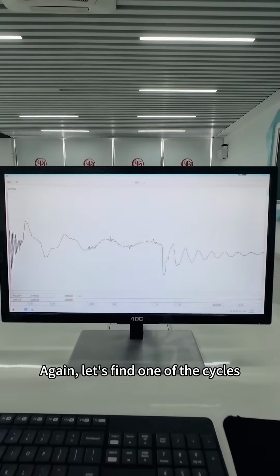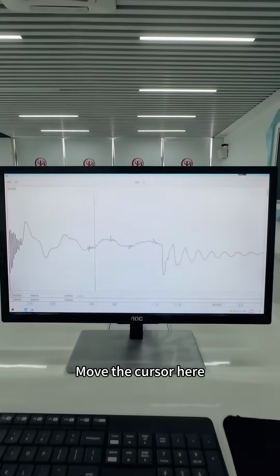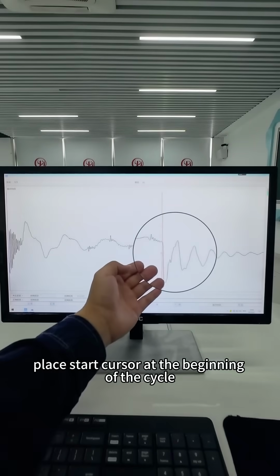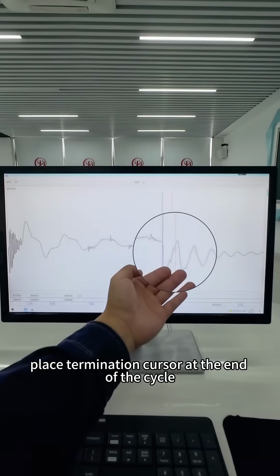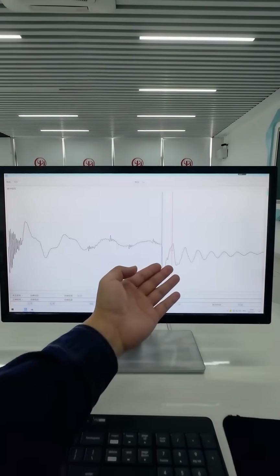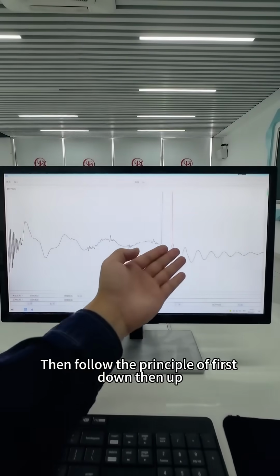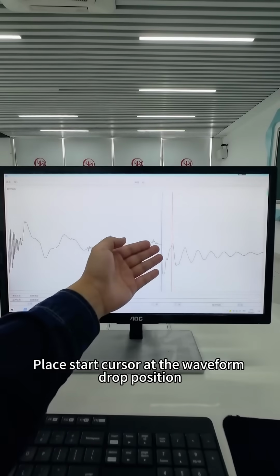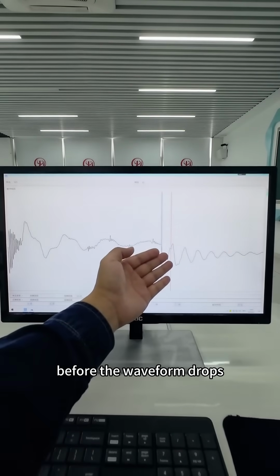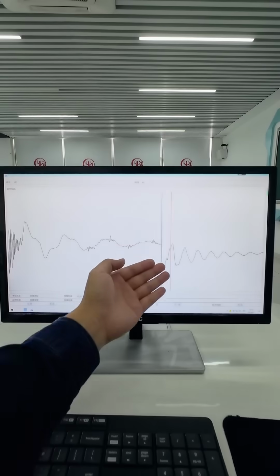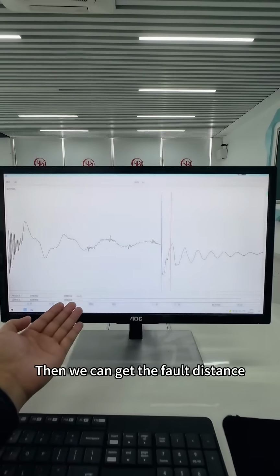Again, let's find one of the cycles. Move the cursor here. Place the start cursor at the beginning of the cycle. Place the termination cursor at the end of the cycle. Then follow the principle of first down, then up. Place the start cursor at the waveform drop position. Place the termination cursor at the rising inflection point before the waveform drops. Then we can get the fault distance.